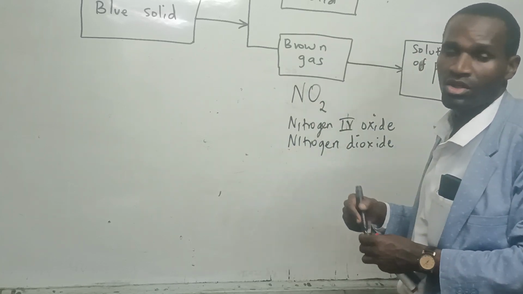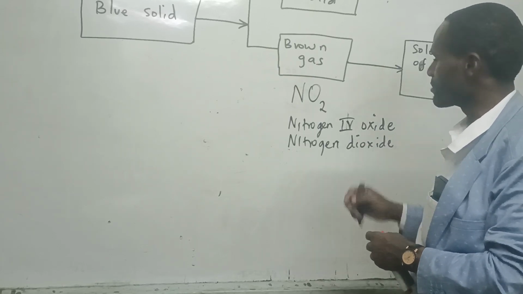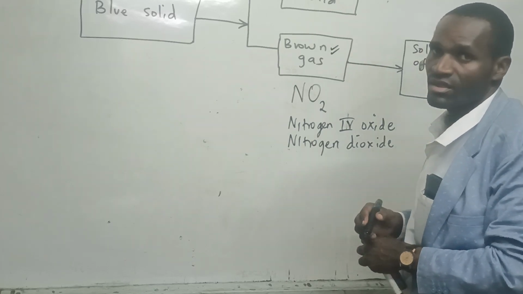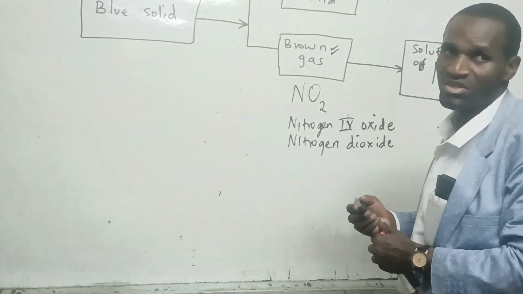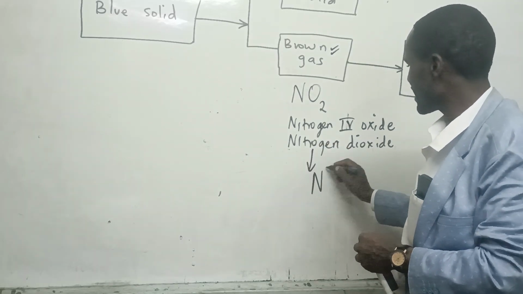Dioxide. So you can talk about nitrogen 4 oxide or nitrogen dioxide. This is the IUPAC name. Any brown gas you are given should be nitrogen dioxide or nitrogen 4 oxide. So this gas must come from which radical? Nitrate.